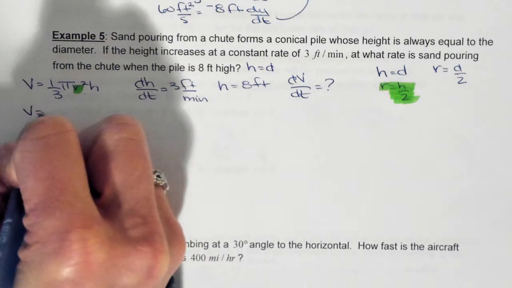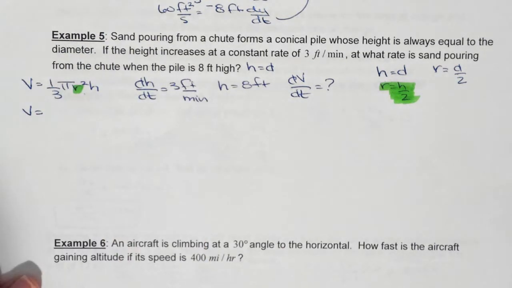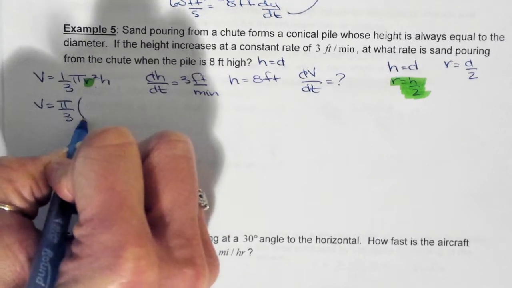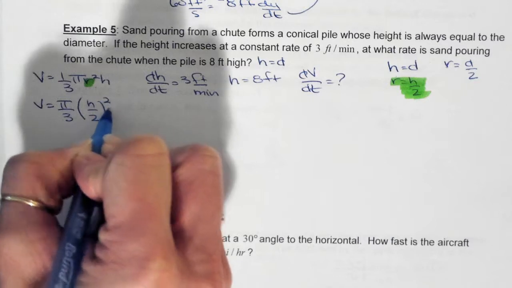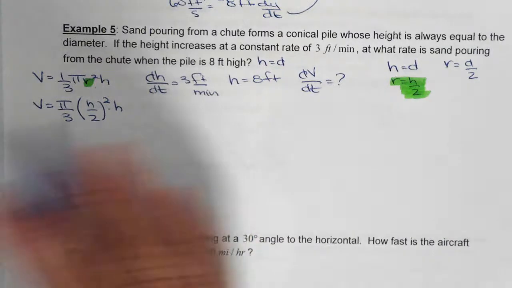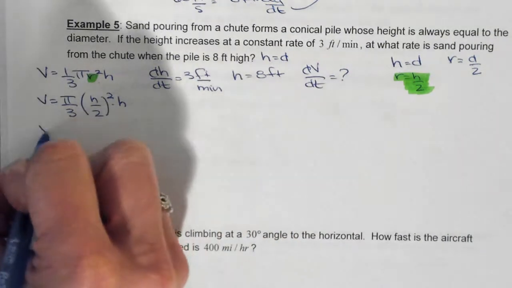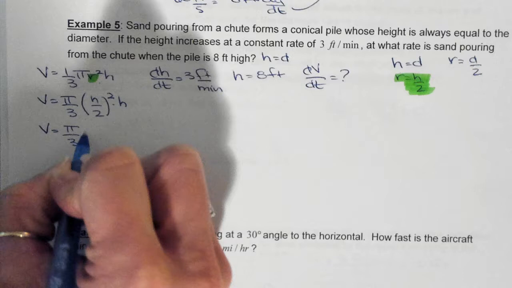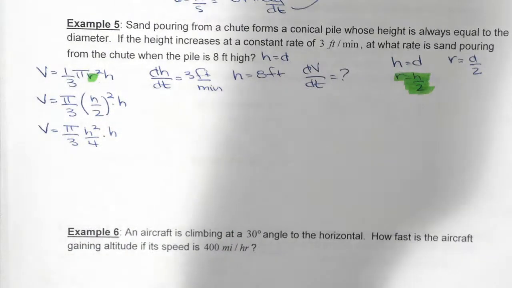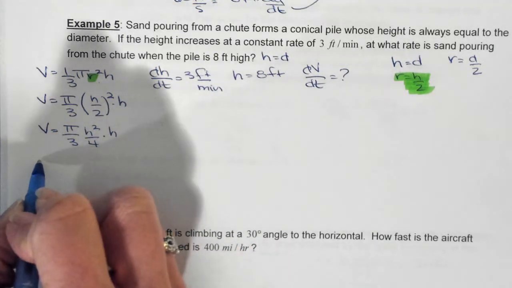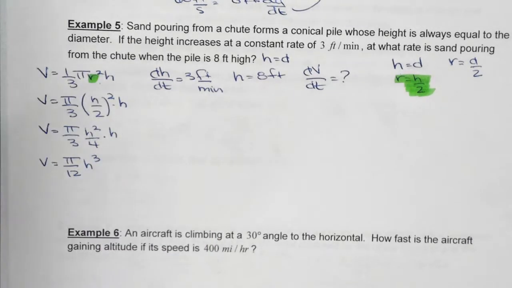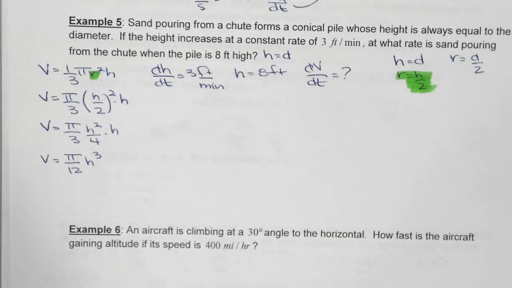So we have volume is equal to, can I write this as pi over 3? Is that okay with everybody? Pi over 3. Then I've got the quantity h over 2 squared times h. I know this is something you probably could do in your head, but I would recommend that you write it down. So V is equal to pi over 3 times h squared over 4 times h. I'm just taking it step by step. So that means my new volume formula is pi over 12 h cubed. Does everyone see where I got that from?